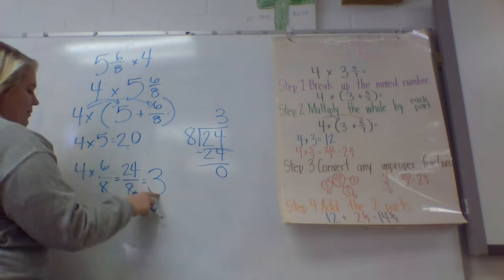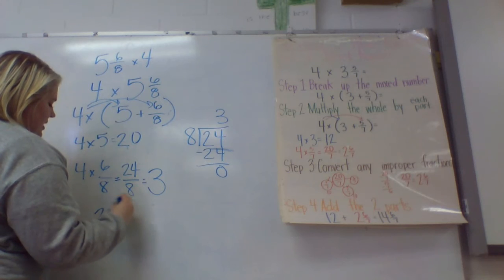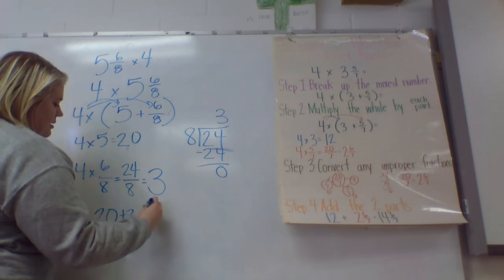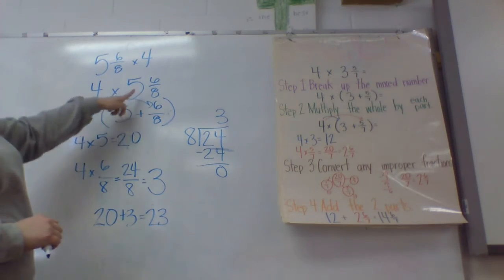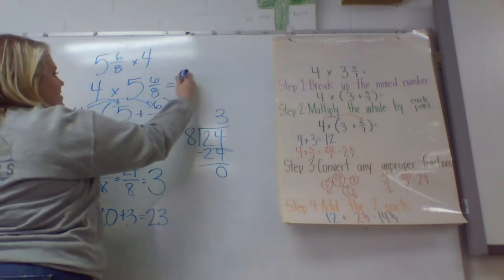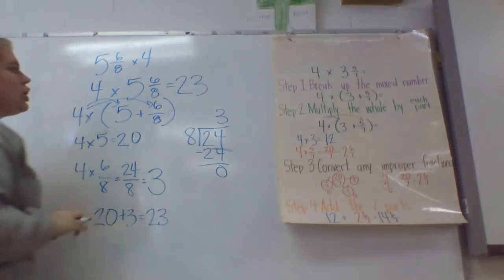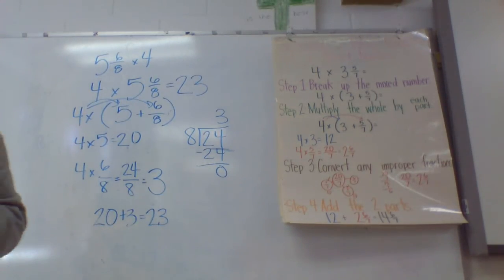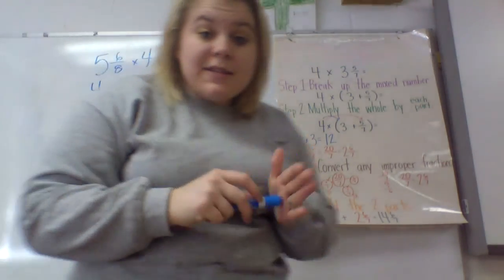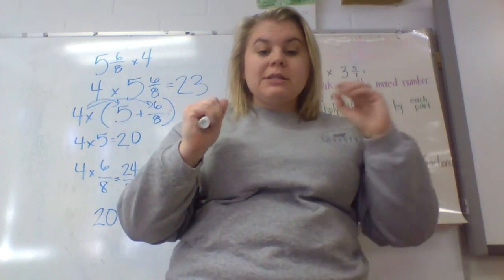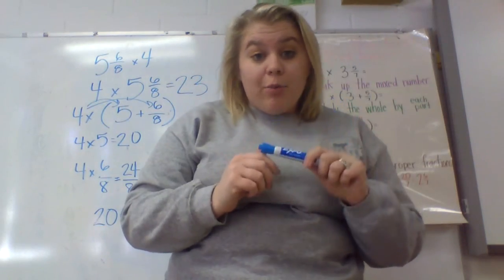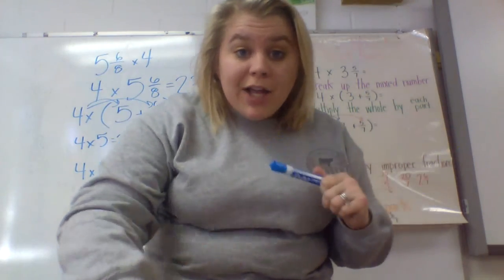Now I'm ready to add my two parts. 20 plus 3 equals 23. So 4 times 5 and 6/8 equals 23. When you do it, just make sure you follow the steps: break them apart, multiply your whole number to each part, make sure you convert any improper fractions to mixed numbers, and you'll be good to go.